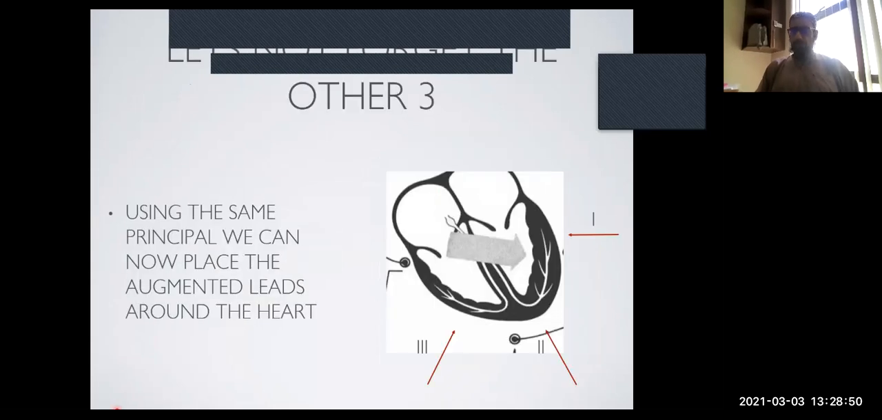What about the other three leads? Let's look at lead one. We'll start from there. Lead one, we're going to draw it on here. Initially, the heart is at rest. Then it sees electricity moving towards it. If I'm lead one, I'm watching electricity coming towards me.